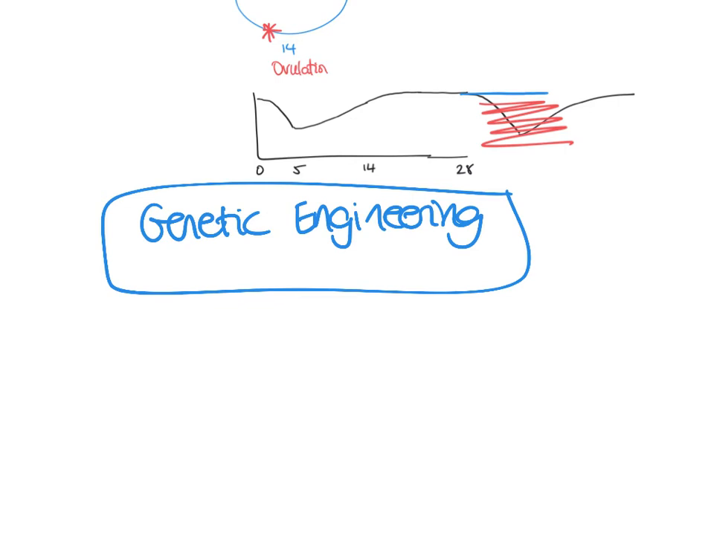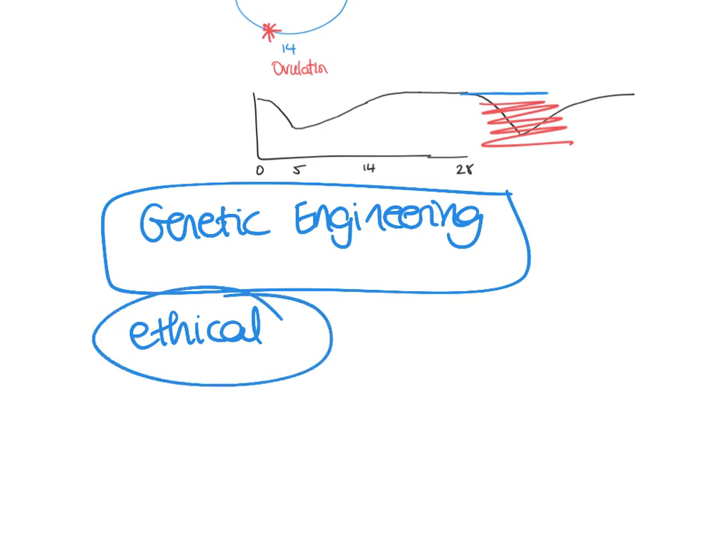In terms of ethical points, you need to know why human insulin made by genetic engineering is better than the insulin that would have been taken from pigs. And you've got some ethical reasons there as well, okay?